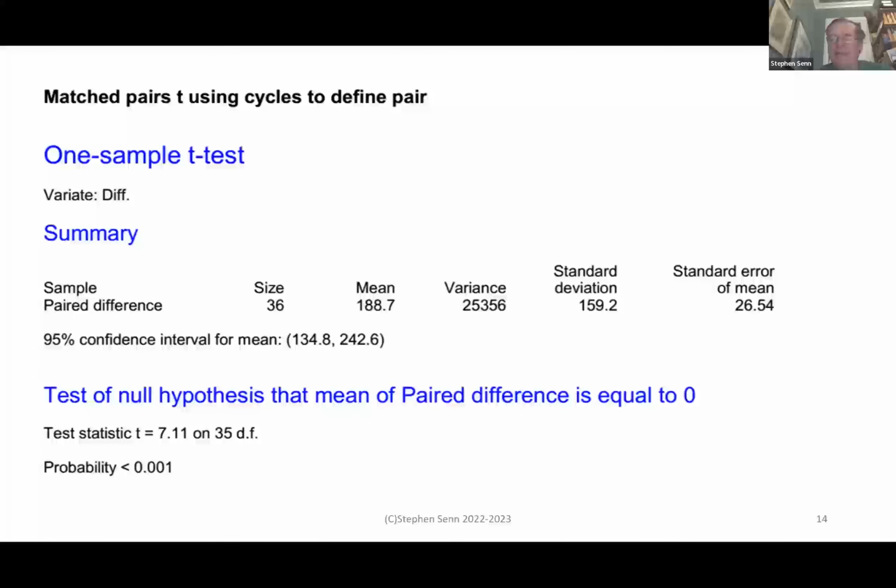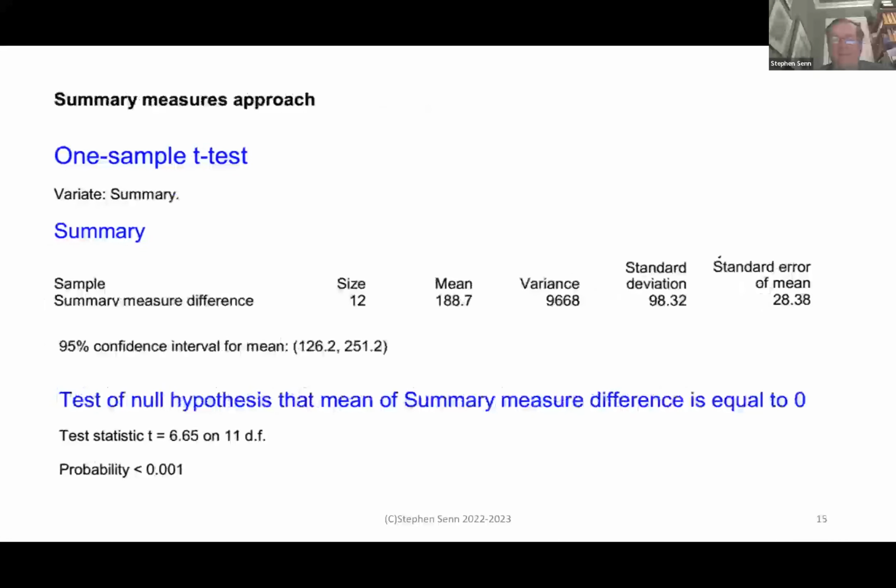And so the standard error of the mean is 28.38, whereas previously it was 26.54. The t-statistic is now, not surprisingly, slightly lower, since the standard error of the mean is higher. More important contribution perhaps here is that we only have 11 degrees of freedom. Because of the way that we proceeded, the p-value is still less than 0.001.